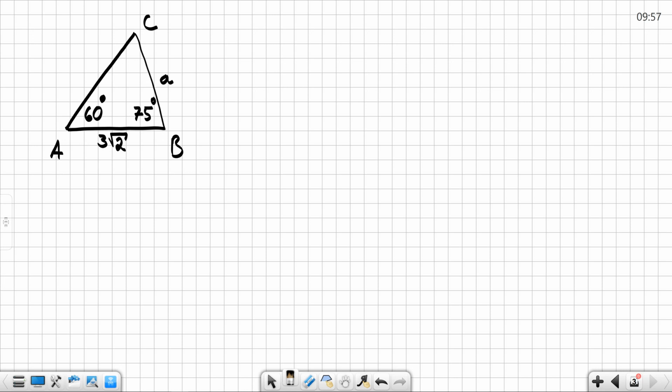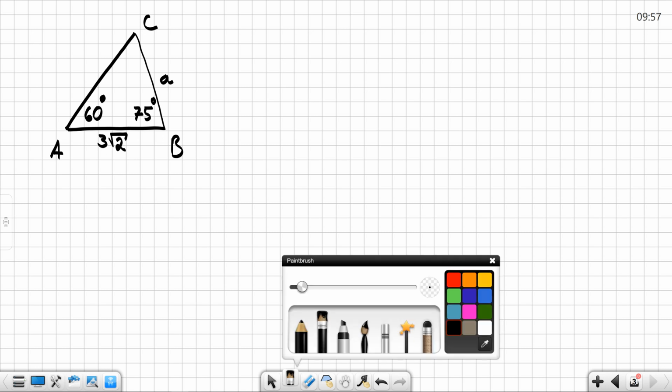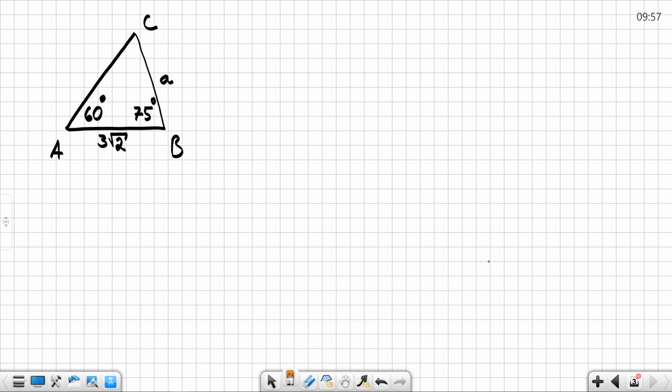We have a triangle with certain given pieces of information, and we want to find out what the side length of A is equal to.